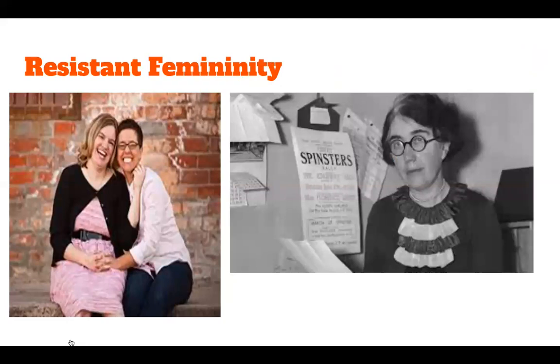But there are a couple of femininities that your book labels as resistant femininity, largely resistant to their place in the patriarchy, or resistant to the fact that they really don't have a place for men, and men don't really have a place for them. And the two examples your book gives are lesbians and spinsters.